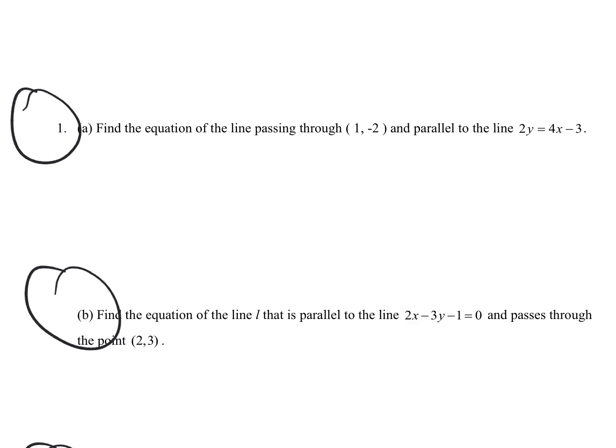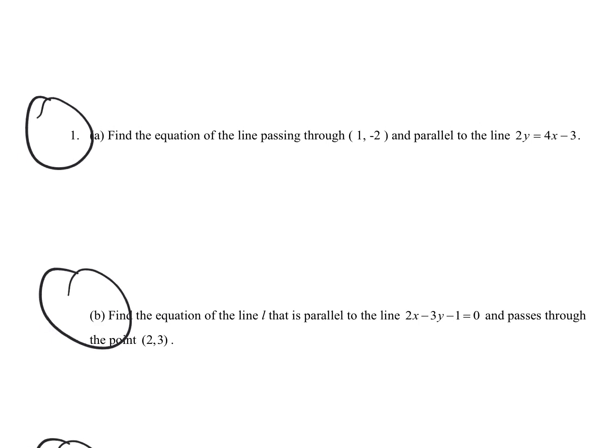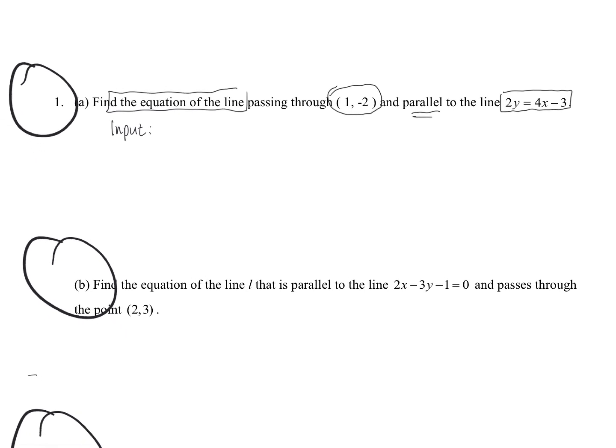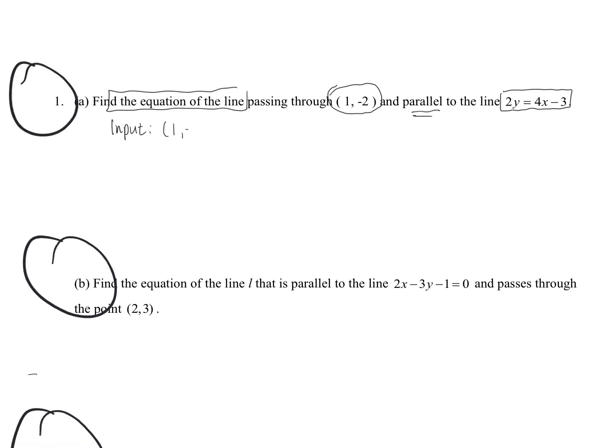Okay, so first thing first. They say find the equation of the line. So you want to find the equation of the line passing through this point and parallel to this. So just now, remember computational thinking, our input? Yes. So the input is the point and this new equation that you have. Okay? So you know that you can change this to 2x minus 1.5. So this is the equation that you input in. And then you feed it into the system.